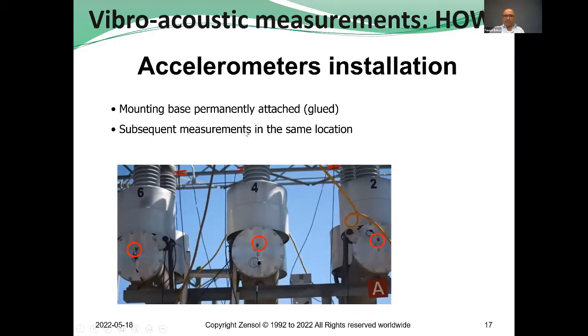So this is an example of installation. Here you have phase A, phase B, phase C, and you can see where we have installed the accelerometers that are permanently attached with a glue. This way, when one year after you want to do exactly the same testing, you don't have to remove these mounting bases. They are already there, so you can do the measurements exactly at the same location from test to test.